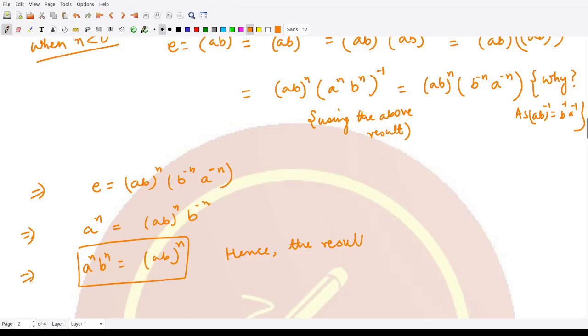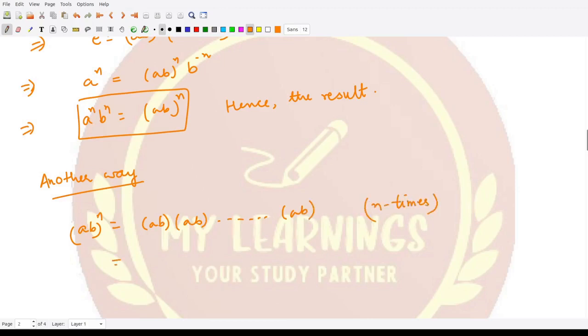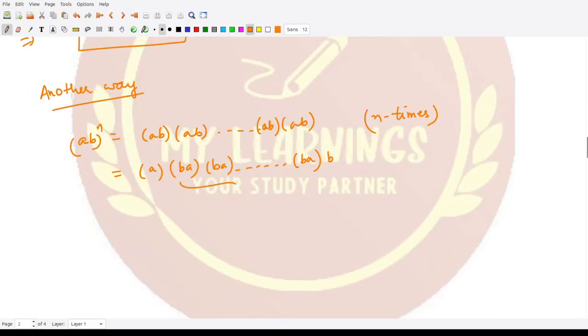You have another way to do this thing also. Let's see that another way. In this we can directly prove it. How? If we take this a to the power n, it could be written as ab, and so on up to how many times? In total n times, correct? Now what you can do, you can make use of the associative property to write it like this, right, and so on. If you write the last term here also, it would be ba and then it would be b, right? And this is how many times? This is n minus 1 times.